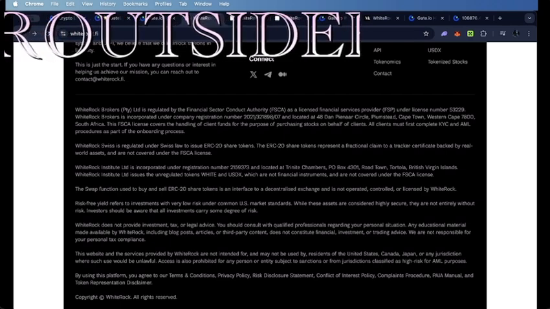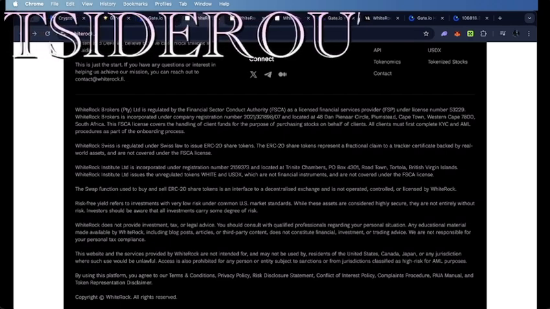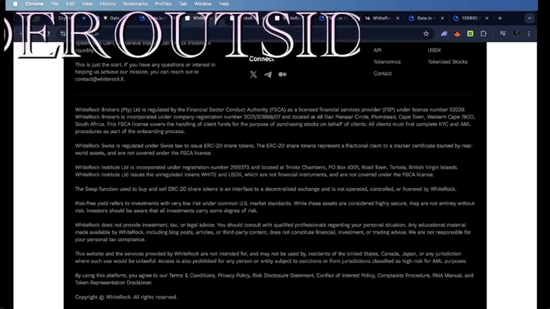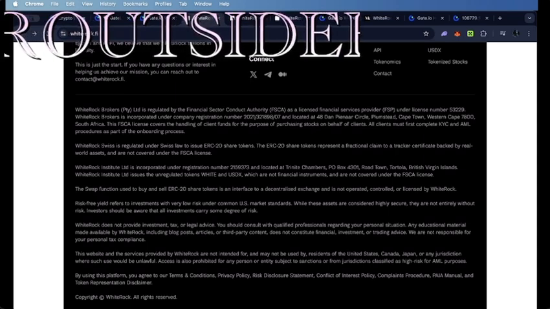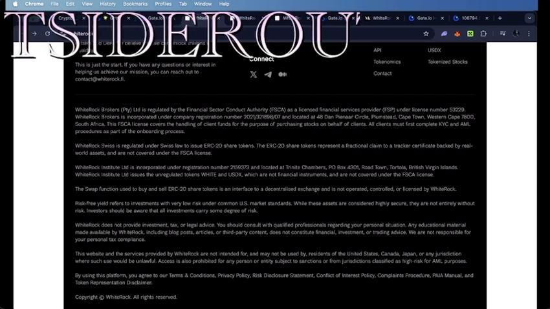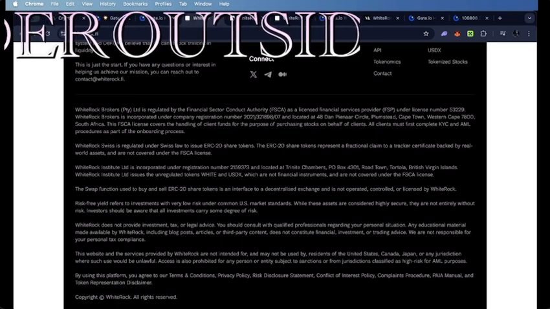Okay, Whitechart Swiss is regulated under Swiss law to issue ARC20 tokens. The ARC20 share tokens represent a fractional claim to a tracker certificate backed by real-world assets and are not covered under the FSCA license.